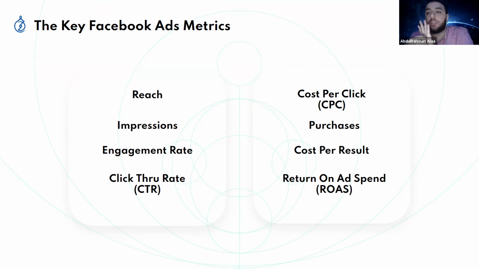The impressions are the user reading or scanning your ad. So there is a difference between reach and impressions. Also, the engagement rate is a metric in Facebook, and you can see what percent of your users are engaging with your ads. And if the engagement rate is low, you need to kill this ad and move to another one and change it.